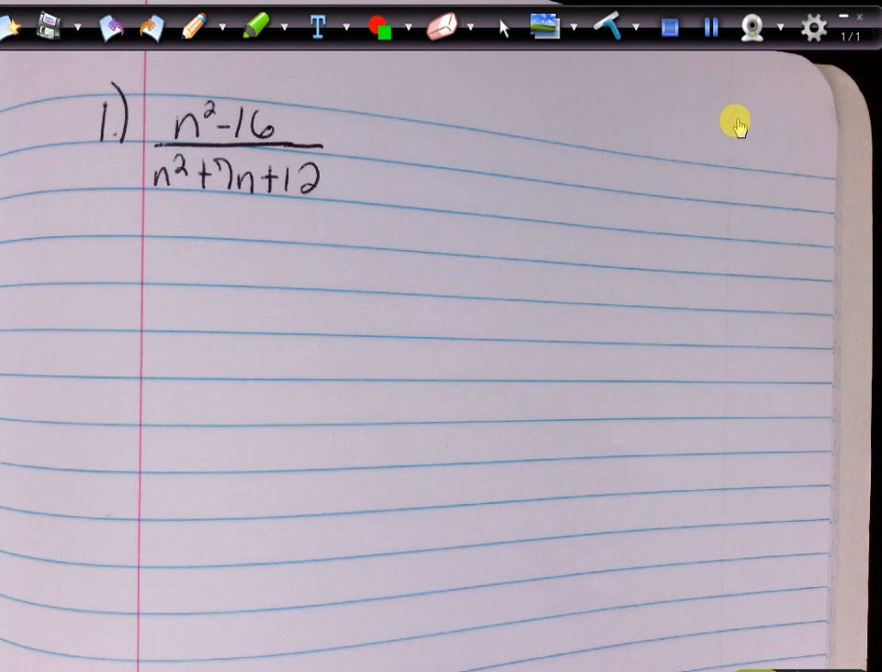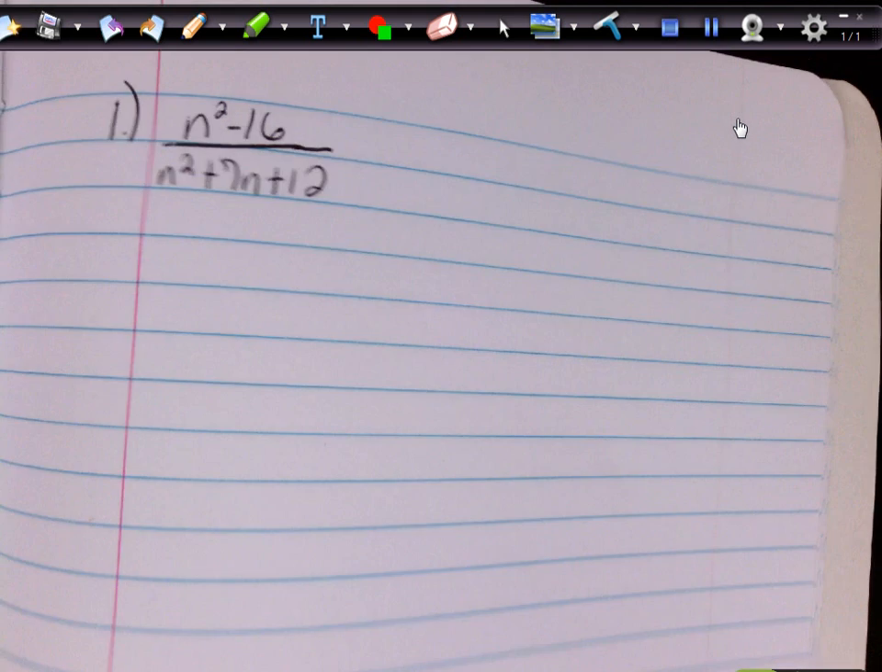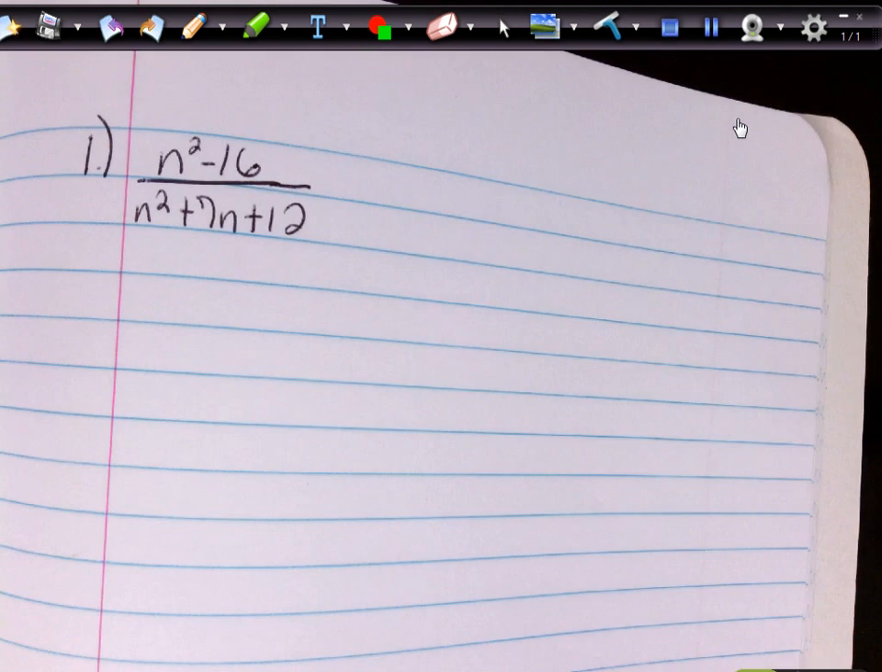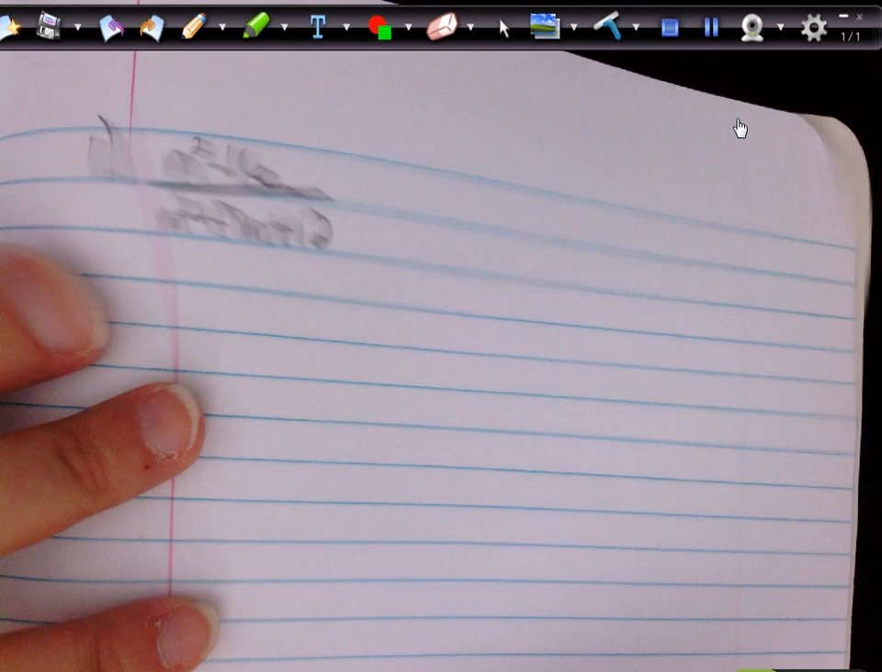Go ahead and write down number 1. We've got n squared minus 16 on the top and n squared plus 7n plus 12 on the bottom. So basically what we're going to do here is factor the numerator, or the top of our fraction, and then factor the denominator, or the bottom part of our fraction. So we're going to do that first.